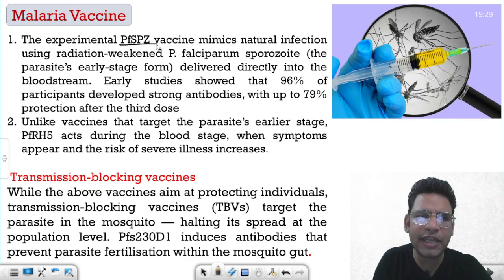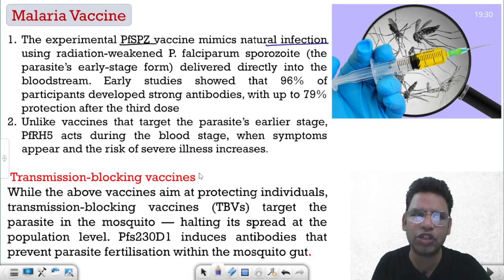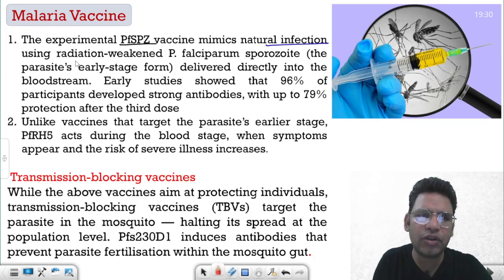This PF-SPZ mimics natural infection, and therefore it is going to give us some kind of long-term immunity. And how is it doing it? It is using radiation-weakened Plasmodium falciparum sporozoites.